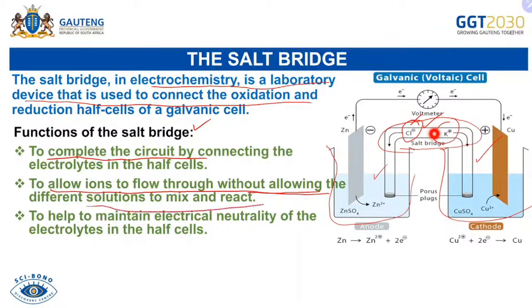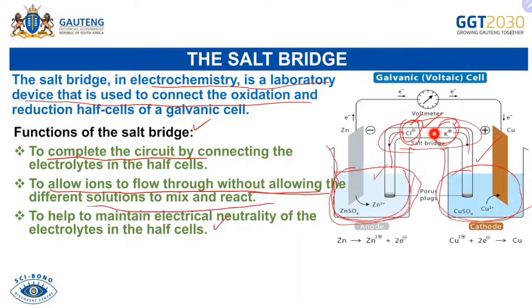So to allow those ions to flow through, but that is without allowing what? The different solutions. So we have the two electrolytes. We are going to allow these ions to be able to flow through, but without allowing the two electrolytes in the anode and the cathode compartment to mix and to react. Number three, to help to maintain what? Electrical neutrality of the electrolytes in the half cells.